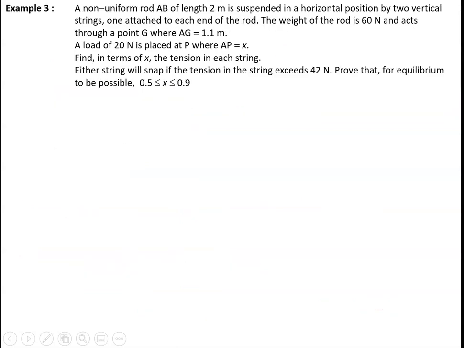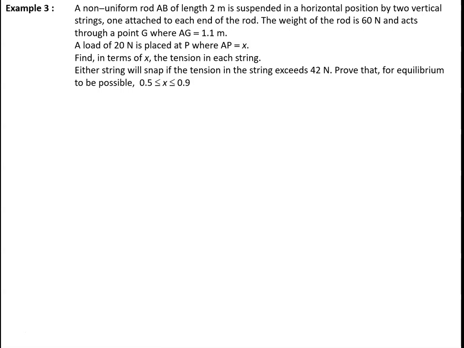Moving on to our final example, we have a non-uniform rod AB of length 2 meters suspended in a horizontal position by 2 vertical strings, one attached to each end of the rod. The weight of the rod is 60 newtons and acts through a point G where AG is 1.1 meters. A load of 20 newtons is placed at the point P where AP is equal to x. Find in terms of x the tension in each string.